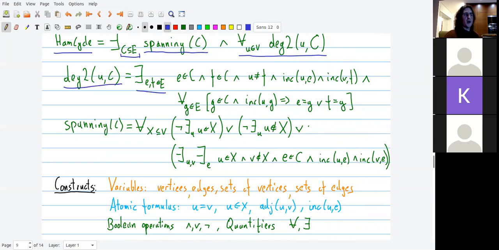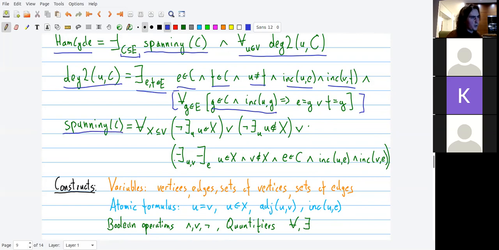There are just two edges that are both in C, that are different, and are both incident to my vertex V. And second, whenever I take a third edge, G, that has these properties, then it must be either E or F. So this was easy. Spanning is a little bit more tricky.